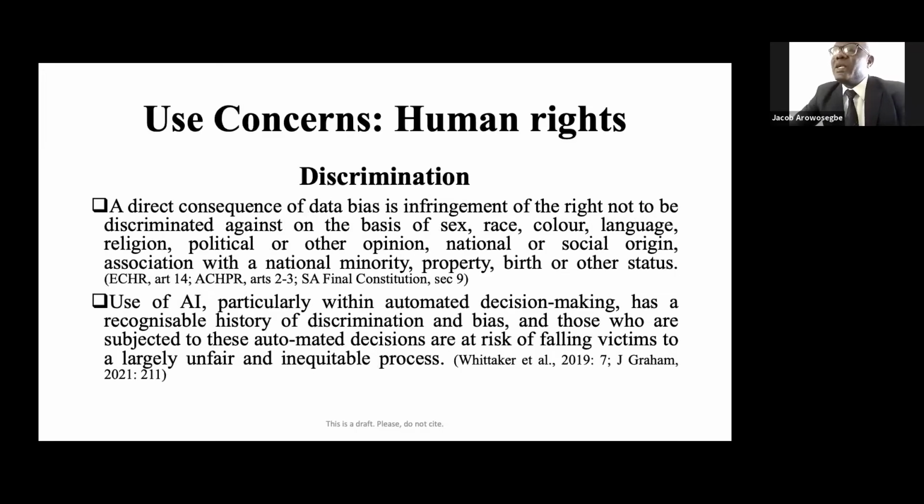So the first issue in human rights is that of discrimination. A direct consequence of data bias is infringement of the right not to be discriminated against on the basis of sex, race, color, language, religion, political or other opinion, national or social origin, association with a national minority, property, birth, or other status. Use of AI, particularly within automated decision-making systems, has a recognizable history of discrimination and bias, and those who are subjected to these automated decisions are at risk of falling victim to a largely unfair and inequitable process.